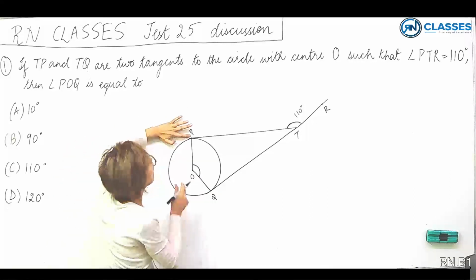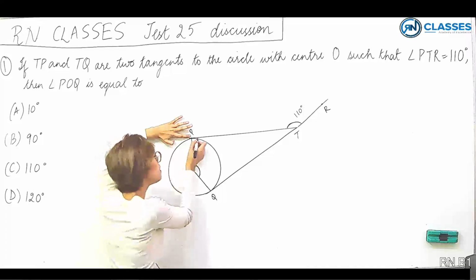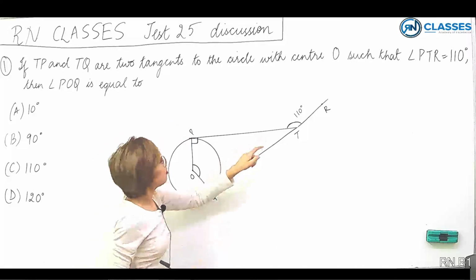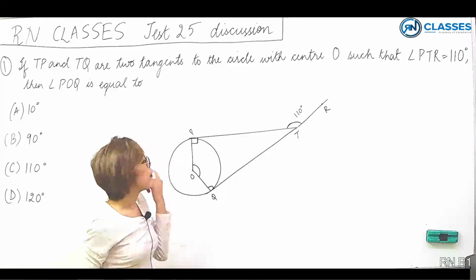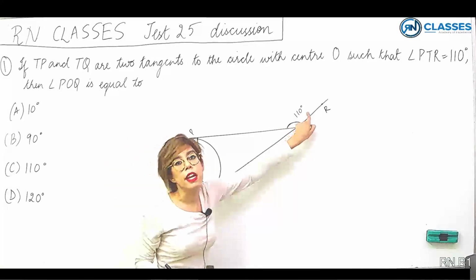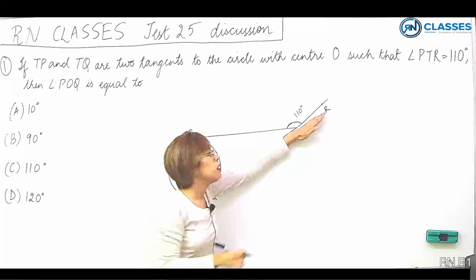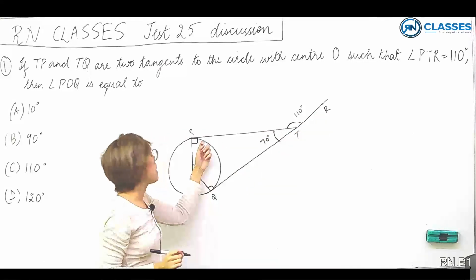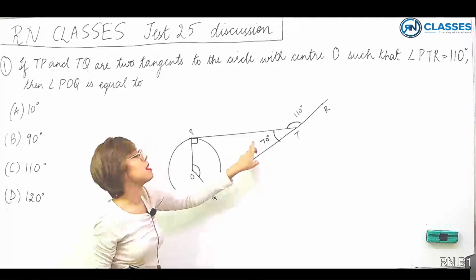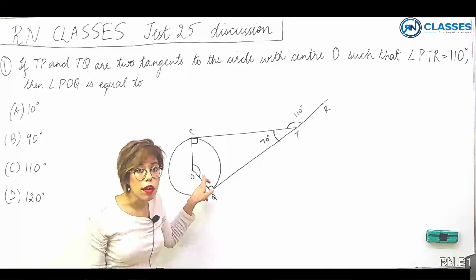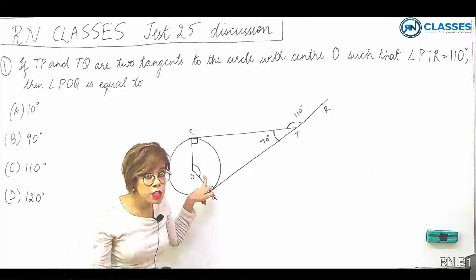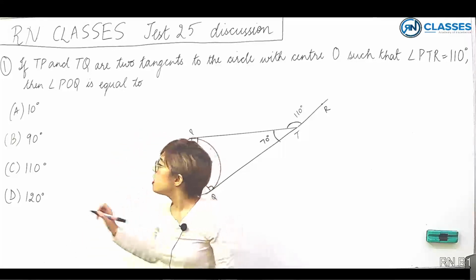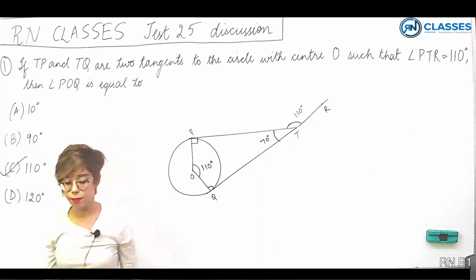Definitely, the point of contact, I'm joining it with the center. This angle is 90 degree. This angle is 90 degree. This angle is 70 degree. Right? This is 90. This is 90. This is 70. This will be, come on, angle sum property of a quadrilateral. This will be 110 degree. As in option C is the correct one.